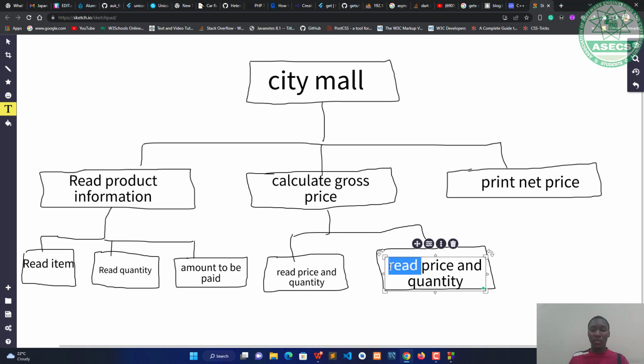We should what? Multiply it. Multiply price and quantity.